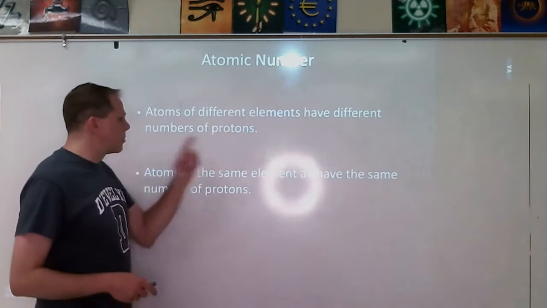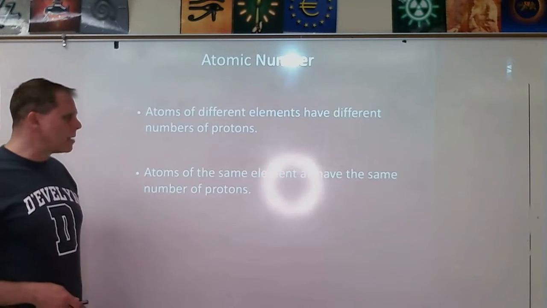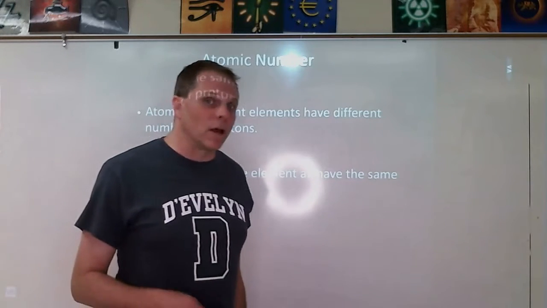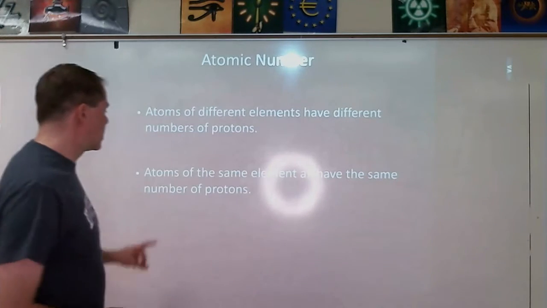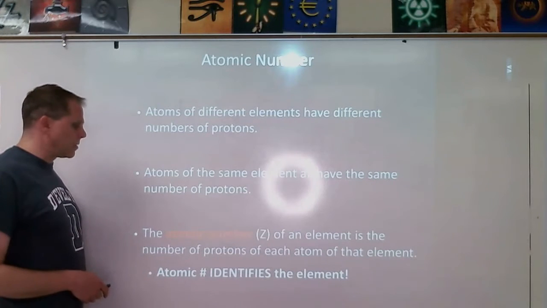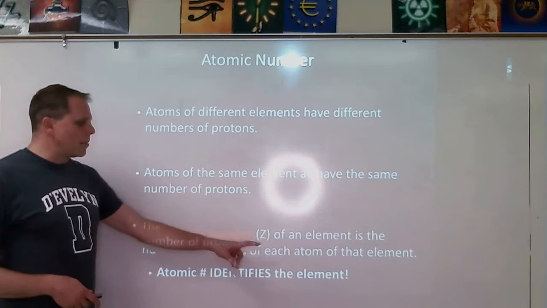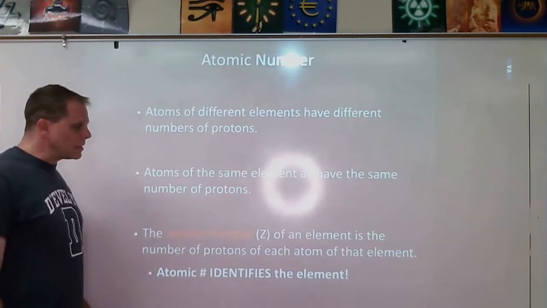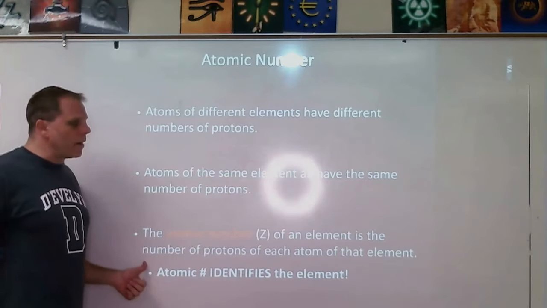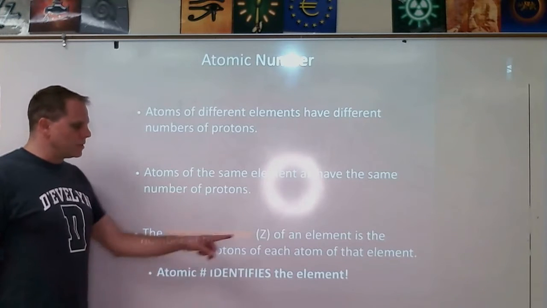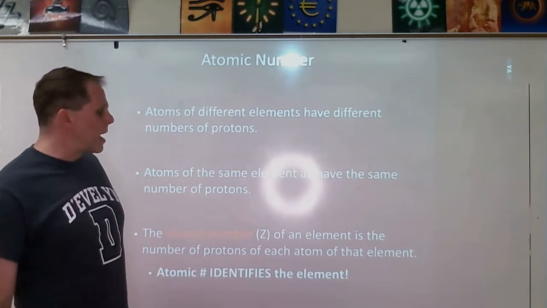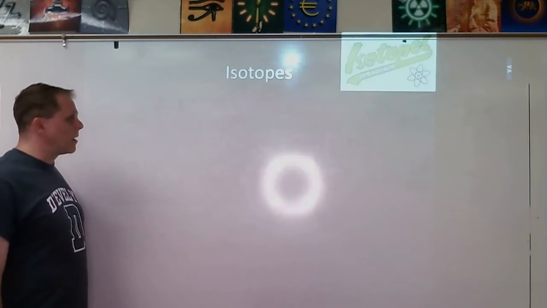So atomic number is the number of protons. All atoms that have the same element symbol have the same number of protons. Although they might have some other slightly different characteristics, they'll have the same number of protons if they're the same element. We call it the atomic number, and you'll notice that we use the symbol Z. That little Z is the symbol that we use to talk about the atomic number. So if you see Z, you know atomic number. And again, it identifies the element; it is the one identifying characteristic.